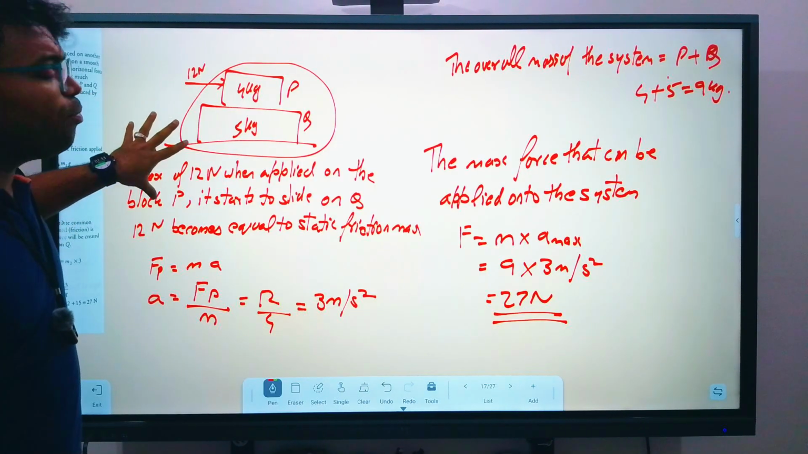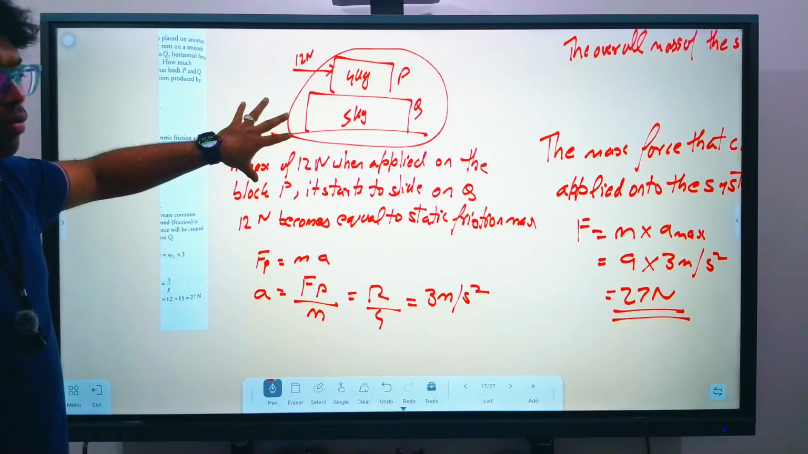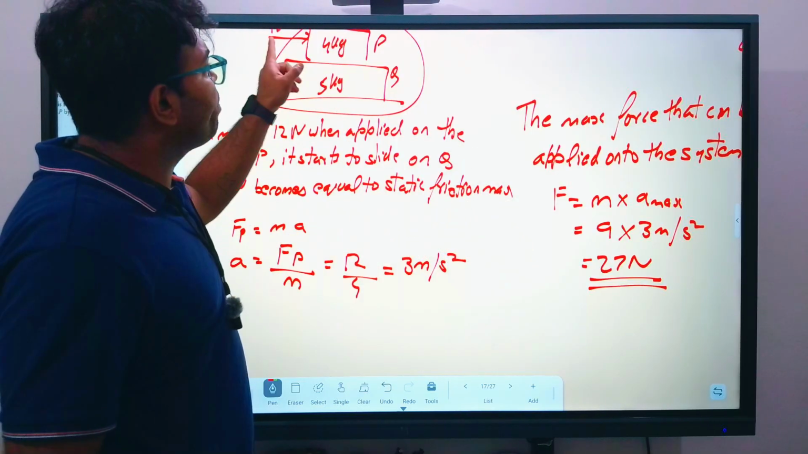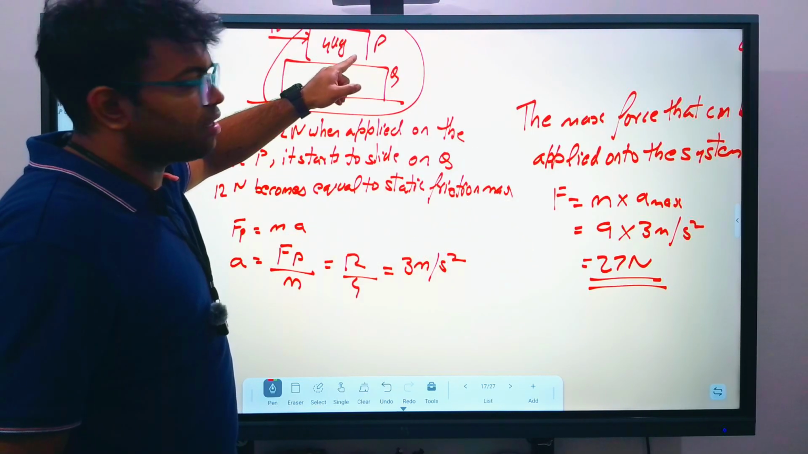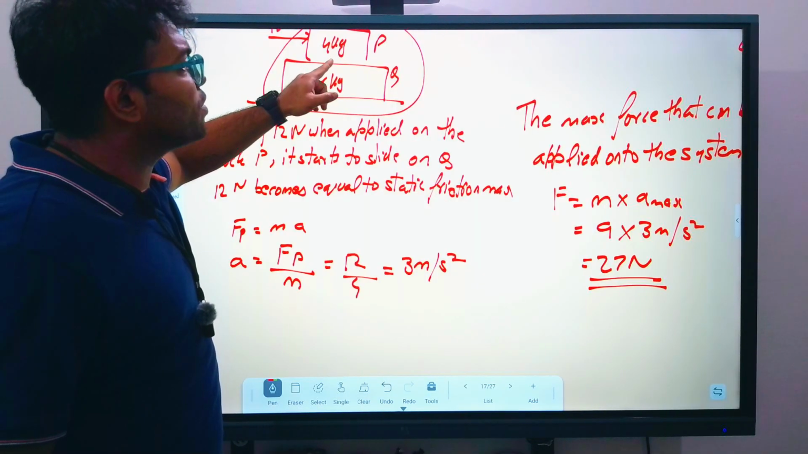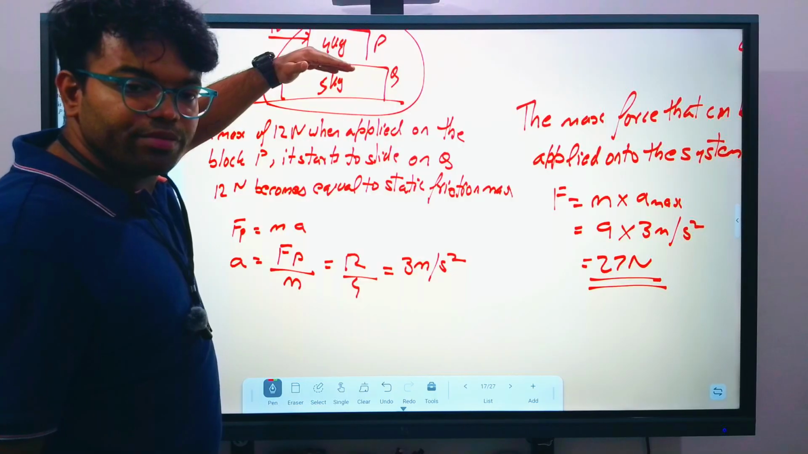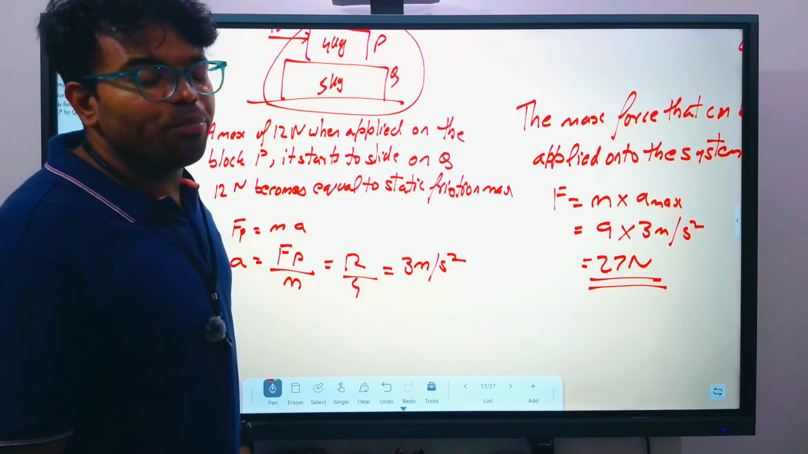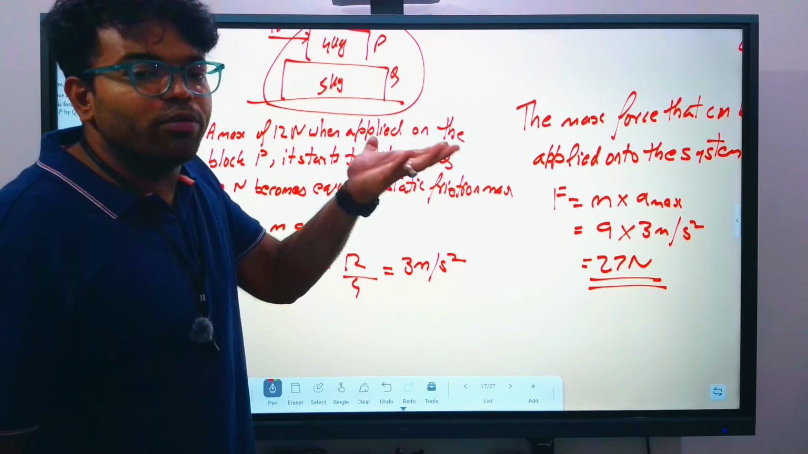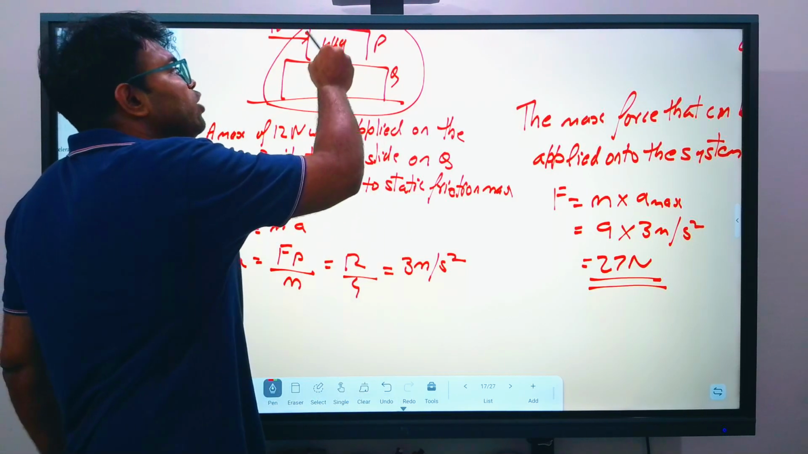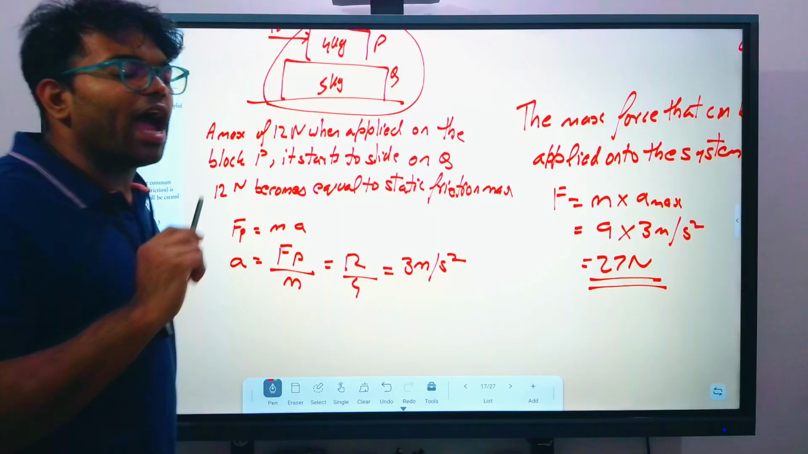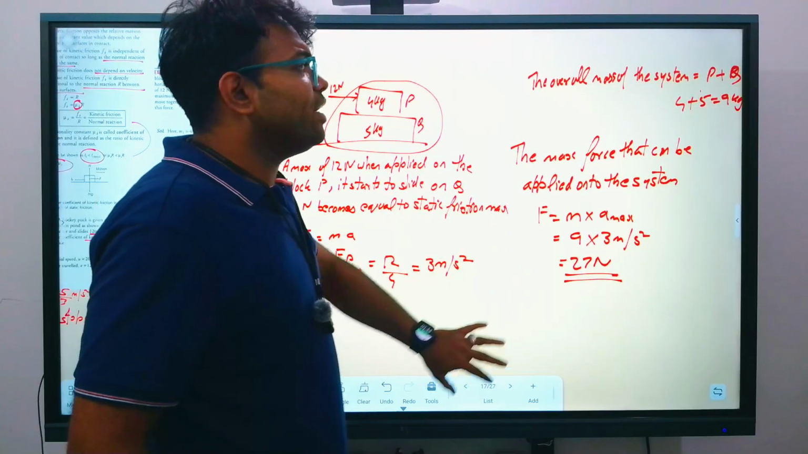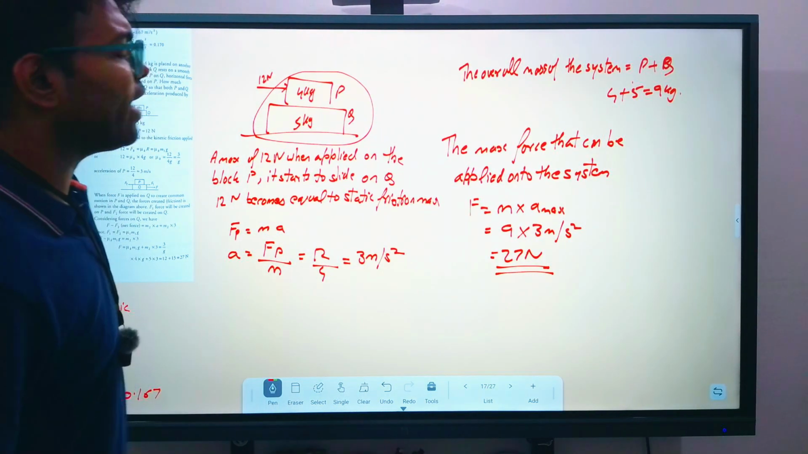Now 27 newtons can be applied onto the system as a whole before the object actually starts to slide. Why? Because even when you are applying 27 newtons, the friction is using the 3 meters per second squared to stay on top. This whole object is now experiencing a one unit system. So both the masses get added up, and you are getting 9 kgs.